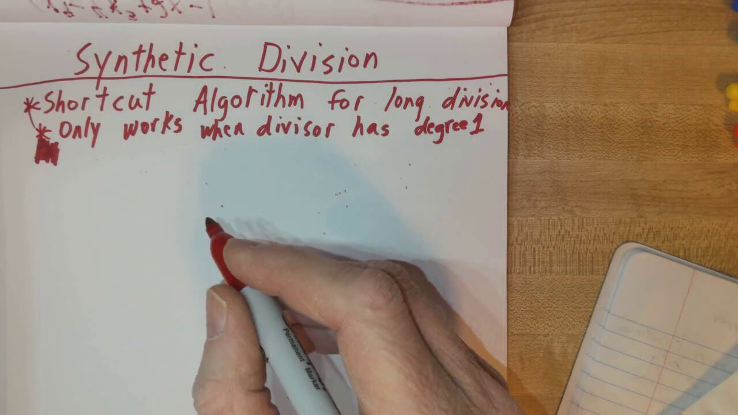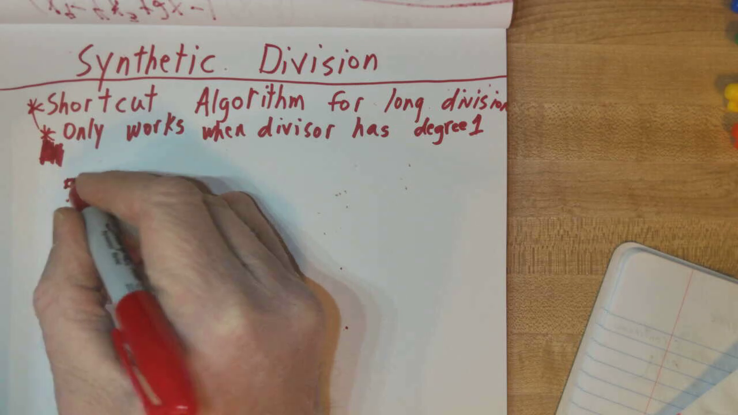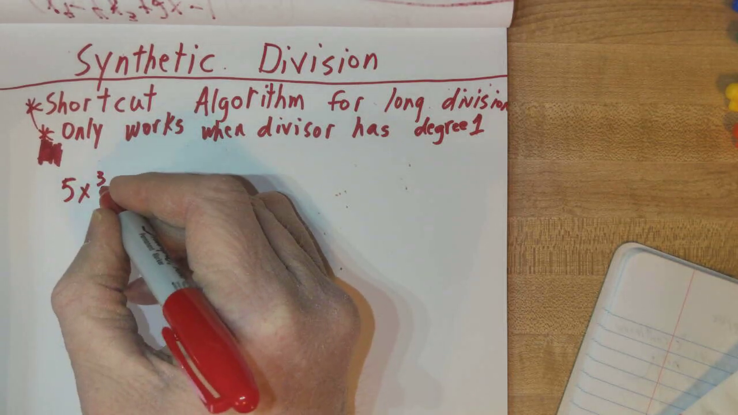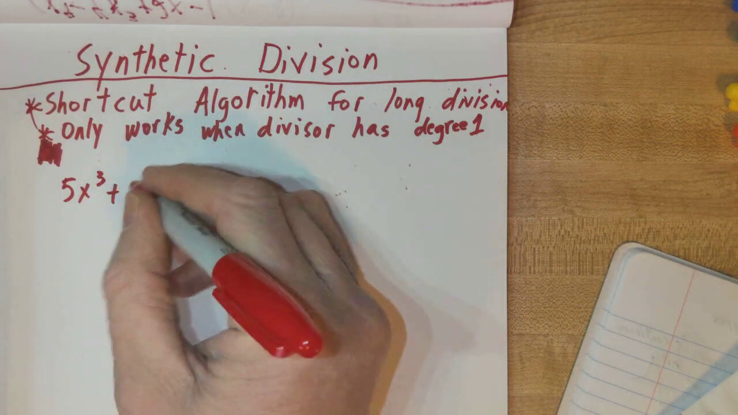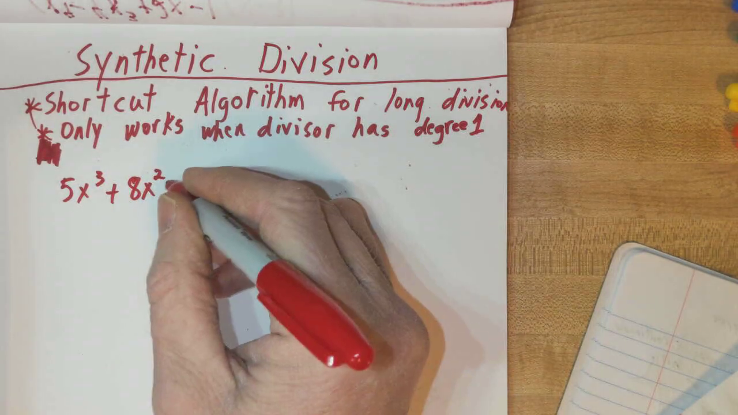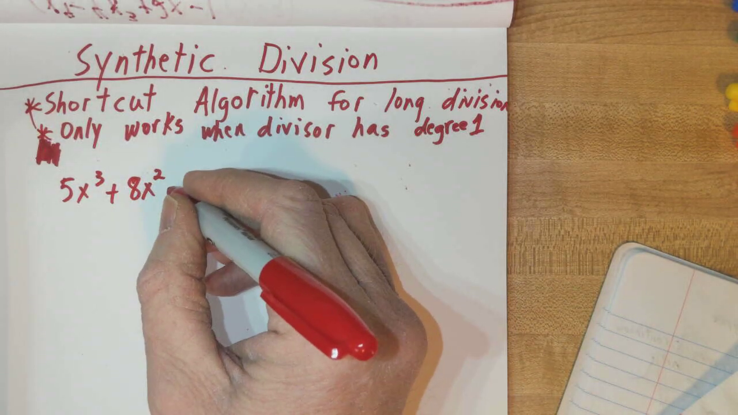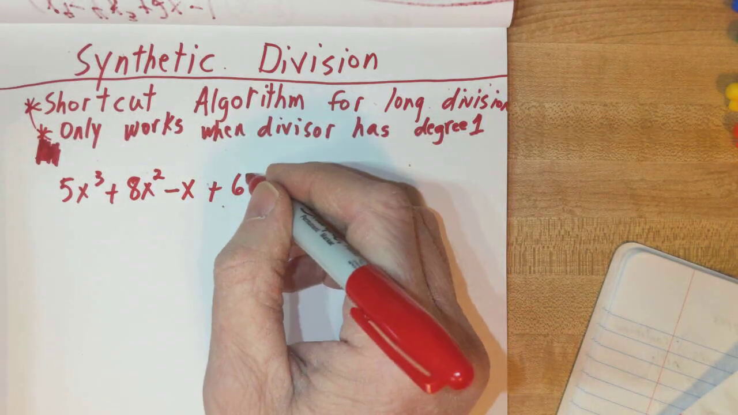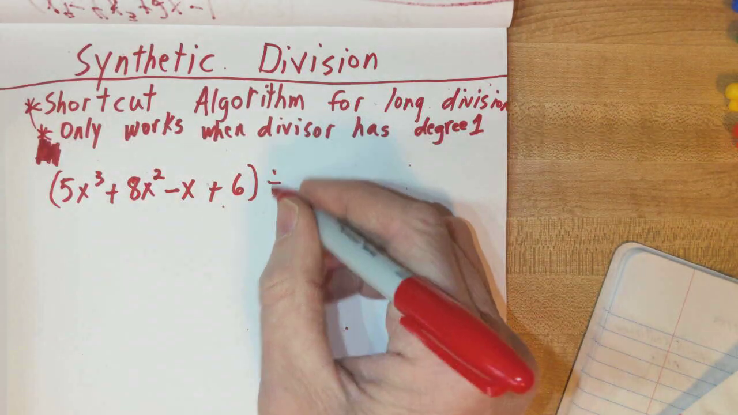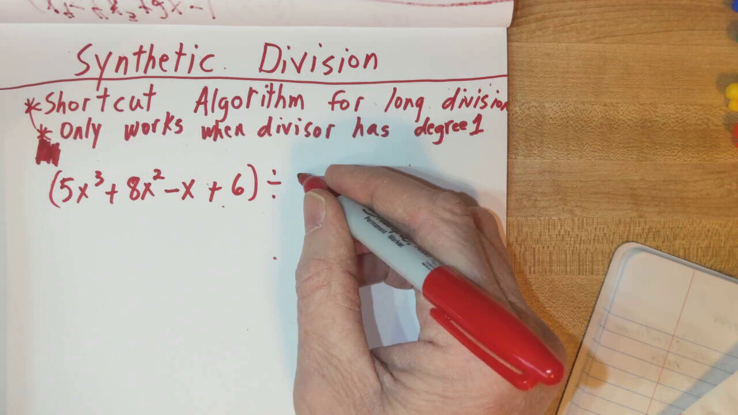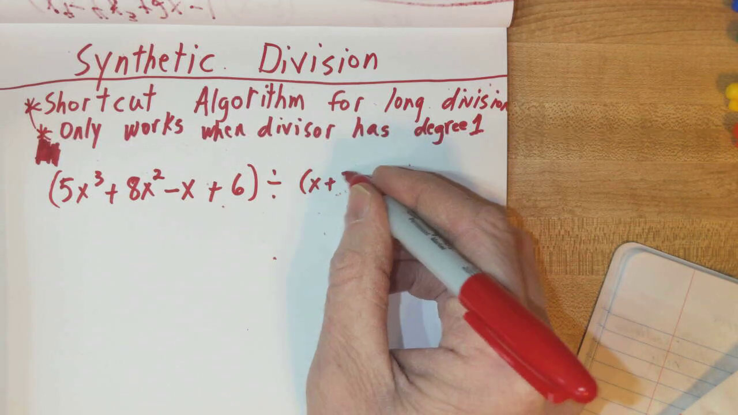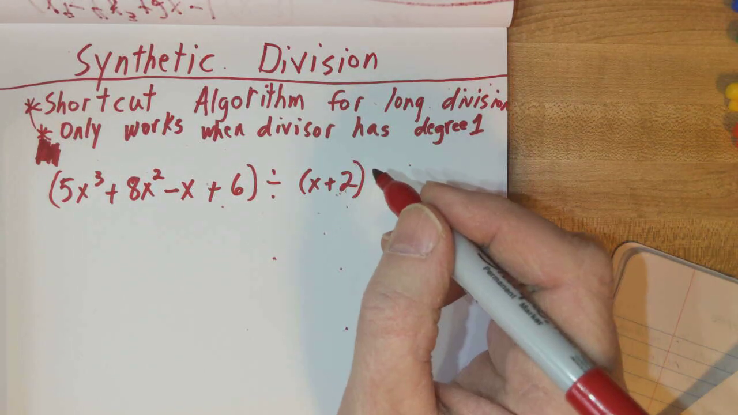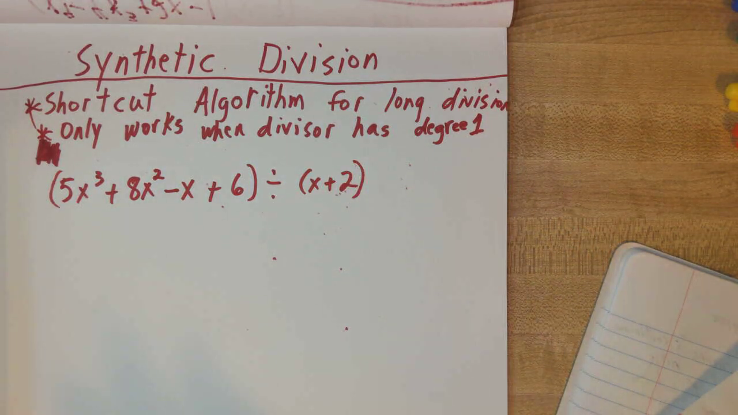And the first example, I'm going to use synthetic division to divide 5x cubed plus 8x squared minus x plus 6 divided by x plus 2. Alright, now here's what I do.